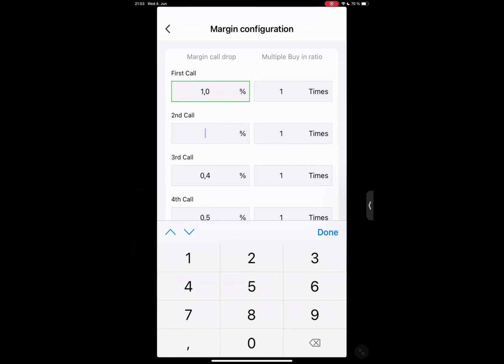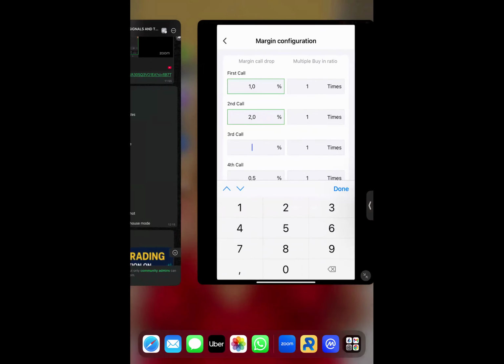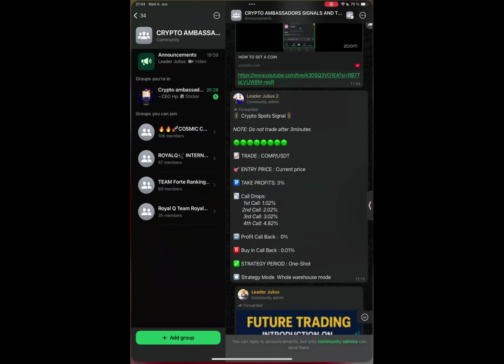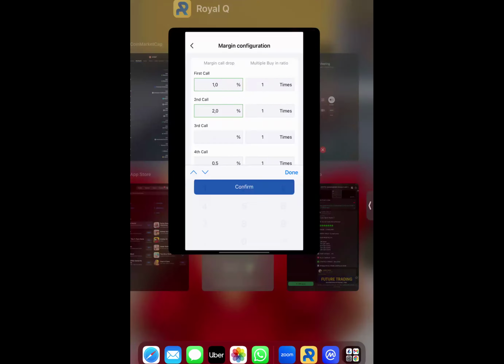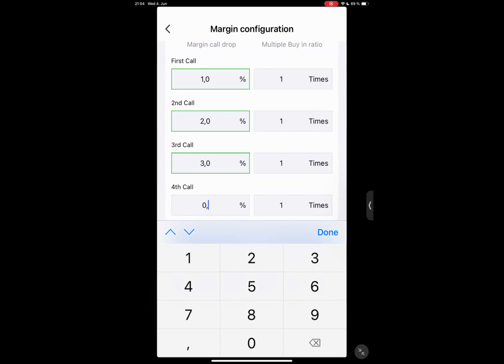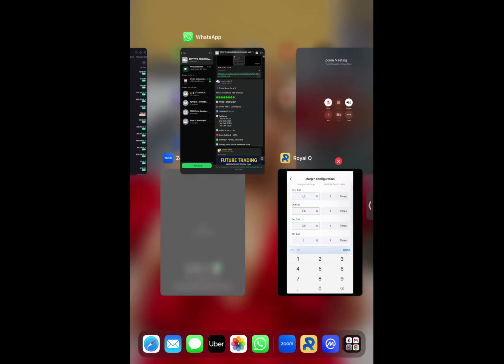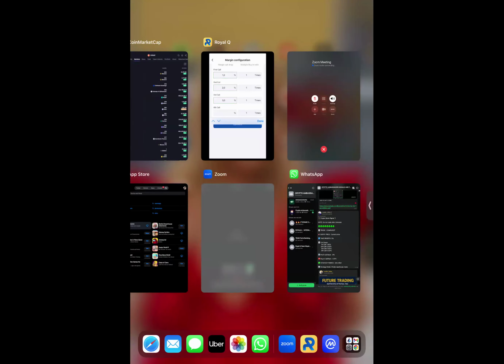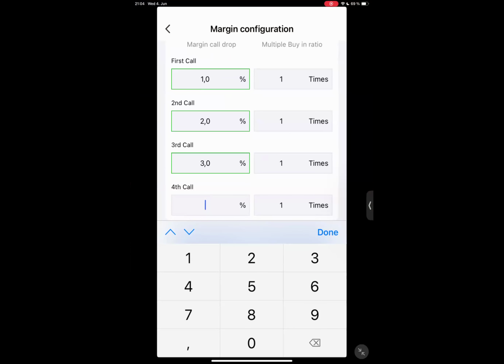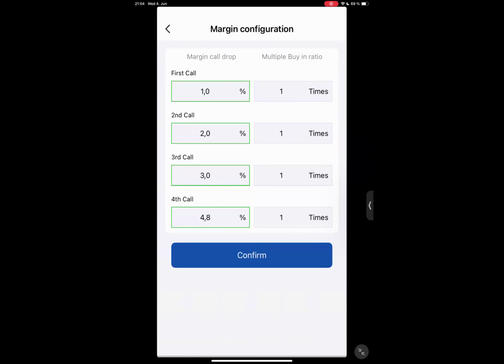Then 2.02. I'll still do that one 2.0. Then 3.0. Then the last one is 4.82. So 4.82, 2 is not greater than 5. So I'll just do 4.8.